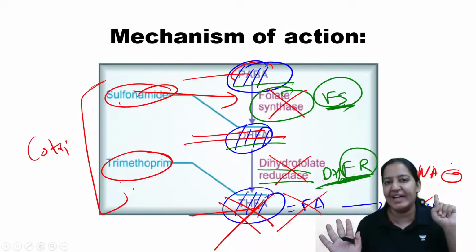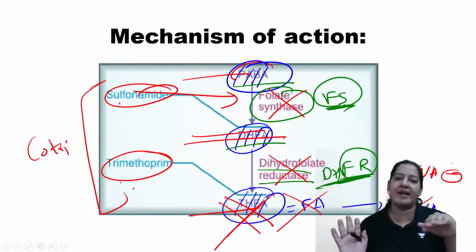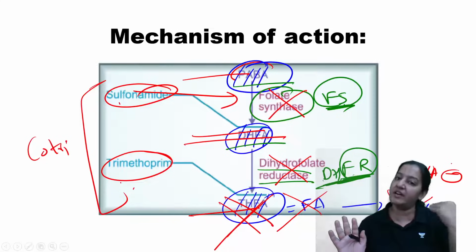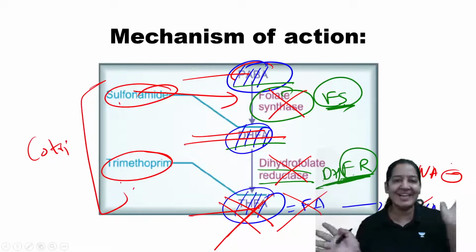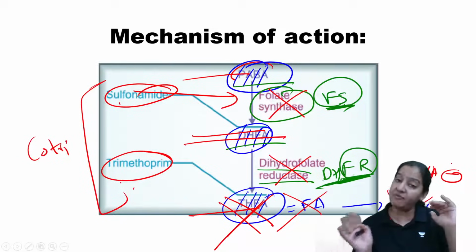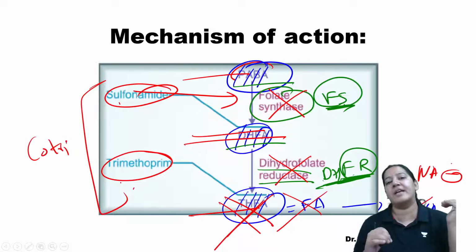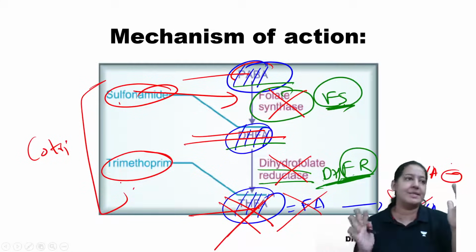They are not inhibiting DNA synthesis directly. They are inhibiting DNA synthesis indirectly by inhibiting folic acid. Because for the synthesis of DNA, folic acid is required. So directly these two are not inhibiting the synthesis of DNA. For the synthesis of DNA we need folic acid. Both of these drugs are inhibiting the synthesis of folic acid. Therefore, both of them are indirect nucleic acid synthesis inhibitors.